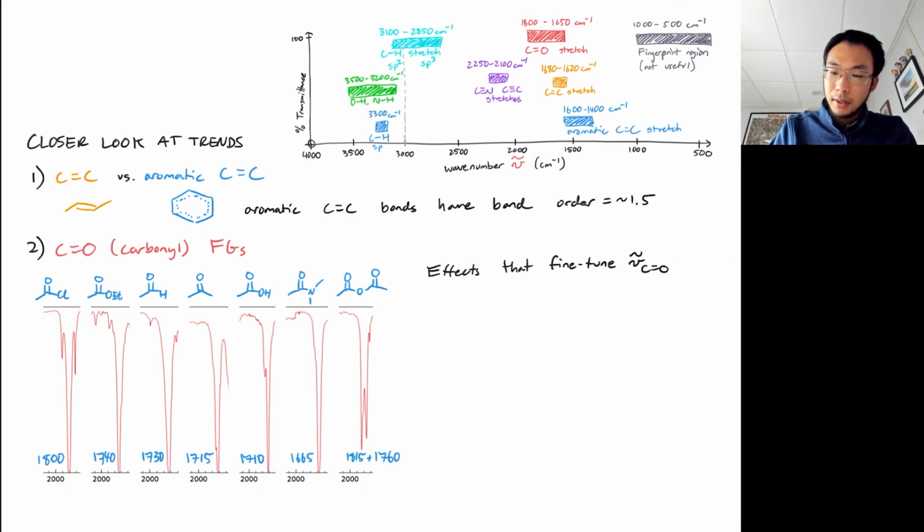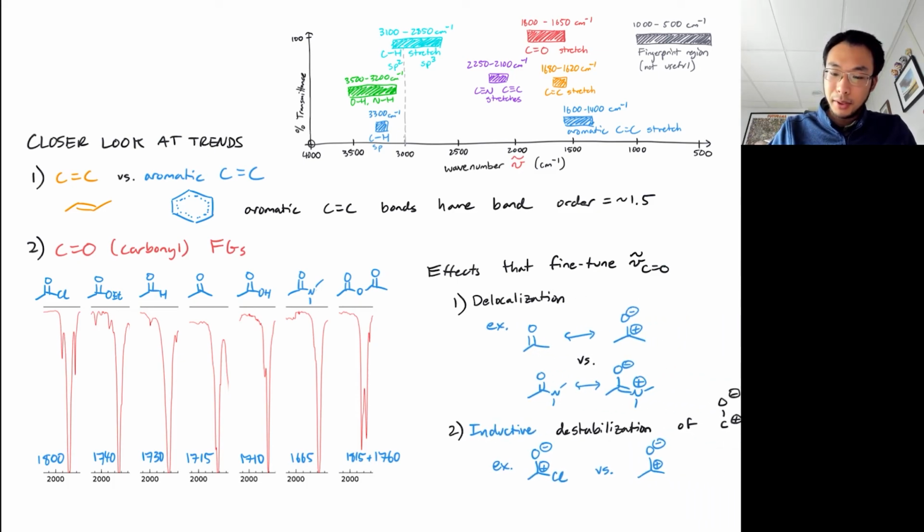And so what we're really thinking about is how the structure around the carbonyl piece of the functional group is fine-tuning the stretching frequency of the carbonyl itself. So the two things that we care about are delocalization and then inductive destabilization. So let me walk through those here.